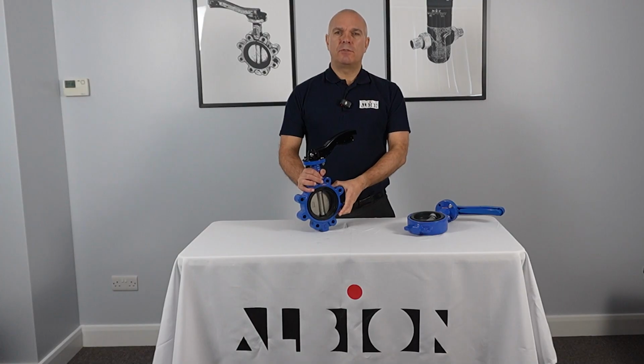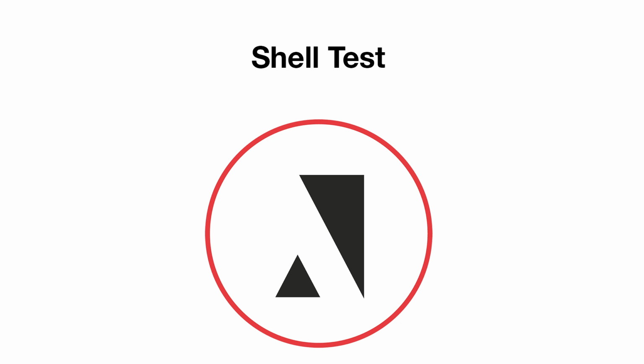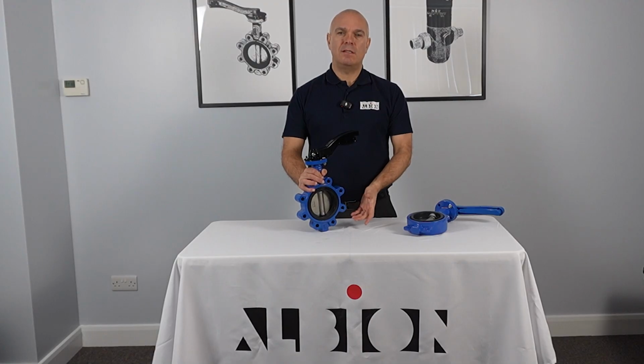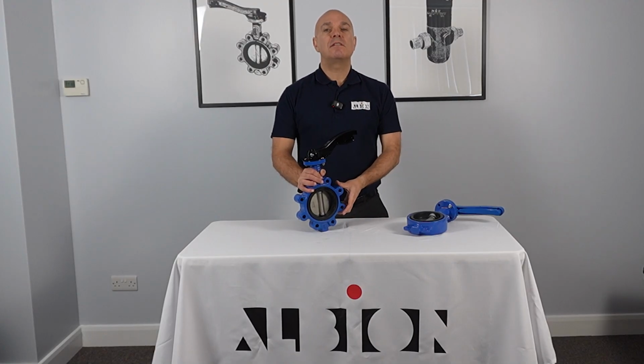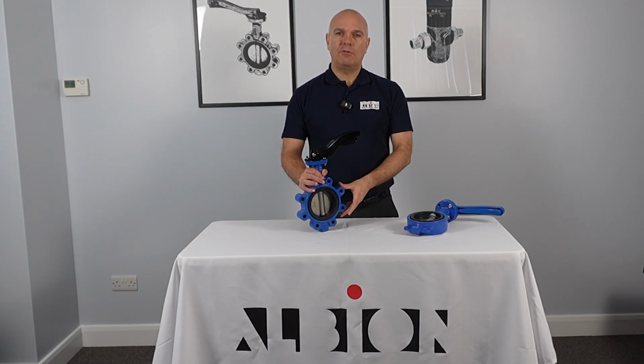All Albion's range of butterfly valves are tested to the same standard. This is BS EN 12266 and it incorporates several tests. These are a shell test and a seat test. A shell test is to verify the pressure containing capability against internal pressure. The valves in this test scenario must be able to withstand 1.5 times the maximum working pressure of the valve with no leakage present.